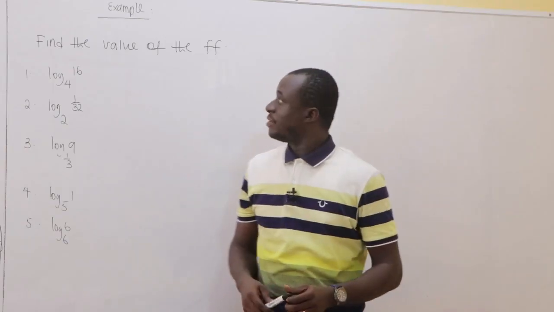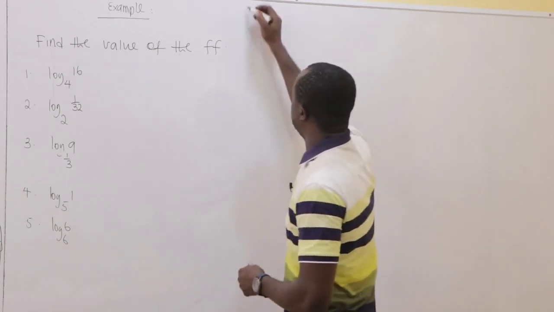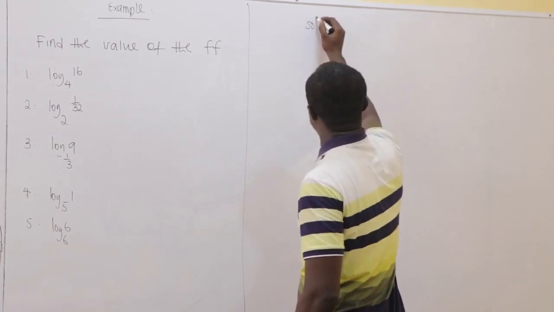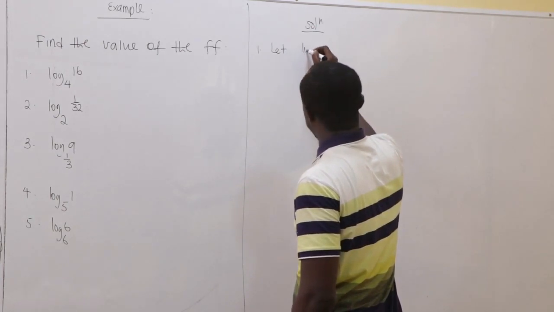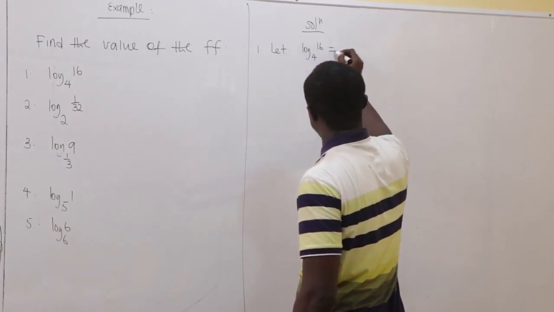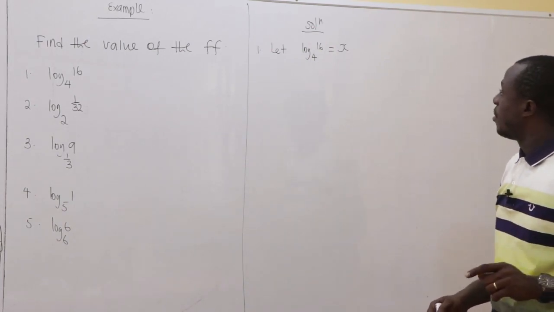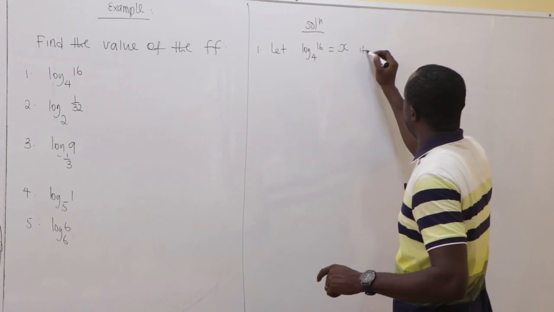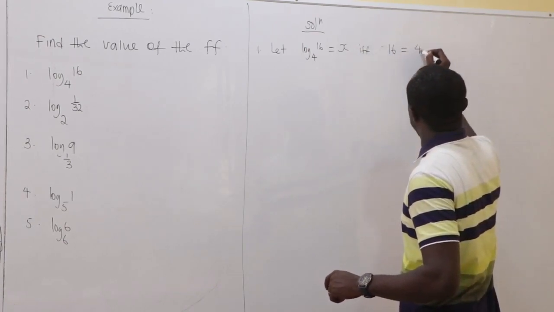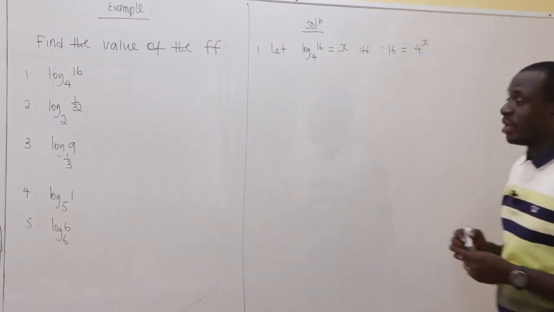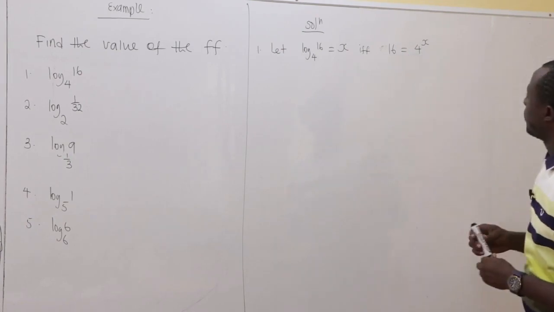Now let's consider this example. Find the value of the following. The first one, log 4 of 16. So we can say that log 4 of 16 is equal to x. Now from the definition of logarithm, this, if and only if, 16 is equal to 4 to the power x.